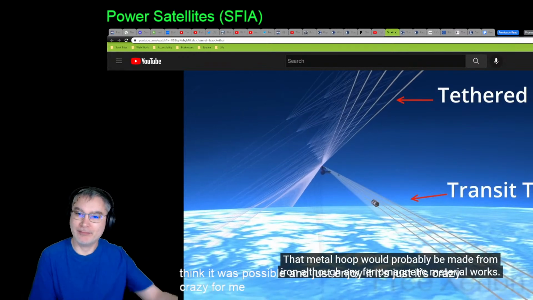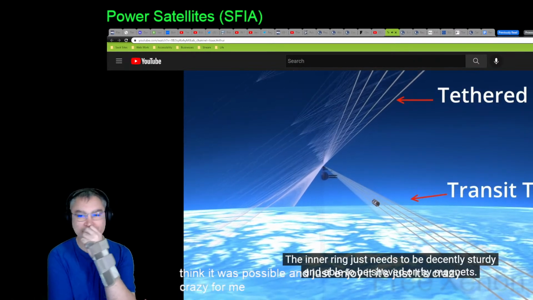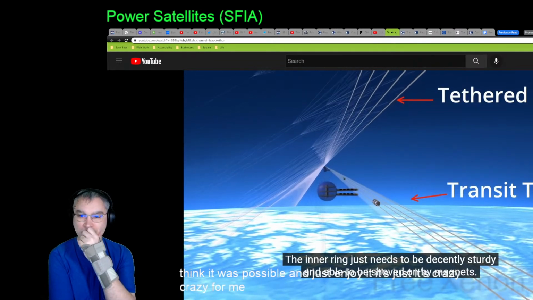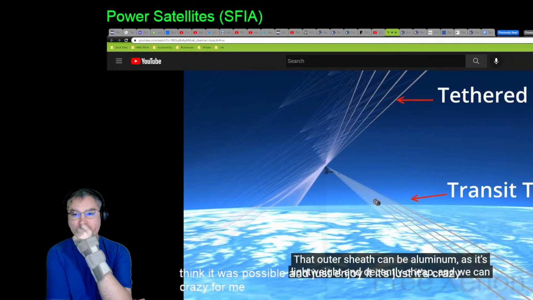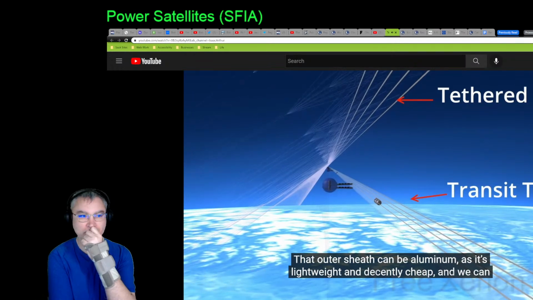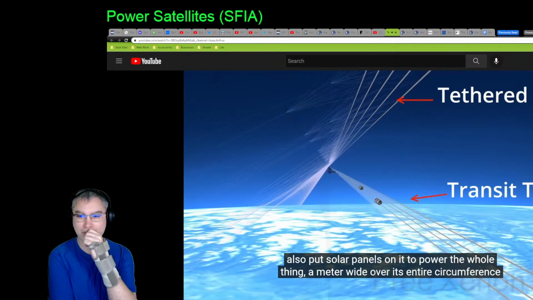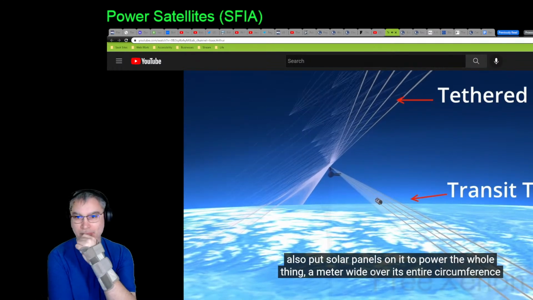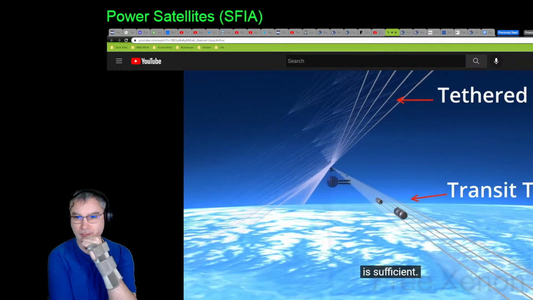Although any ferromagnetic material works, the inner ring just needs to be decently sturdy and able to be shoved on by magnets. The outer sheath can be aluminum, as it's lightweight and decently cheap, and we can also put solar panels on it to power the whole thing. A meter wide over its entire circumference is sufficient.